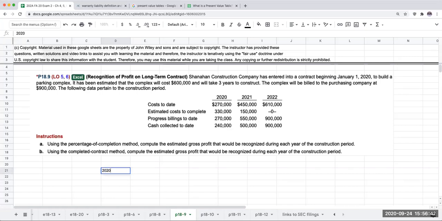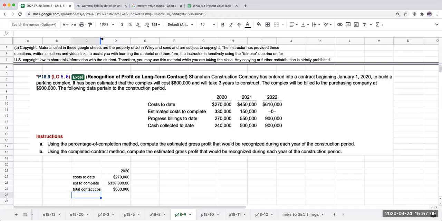So in 2020, my costs to date were $270,000. My estimated cost to complete was $330,000. So my total contract costs are going to be $600,000.